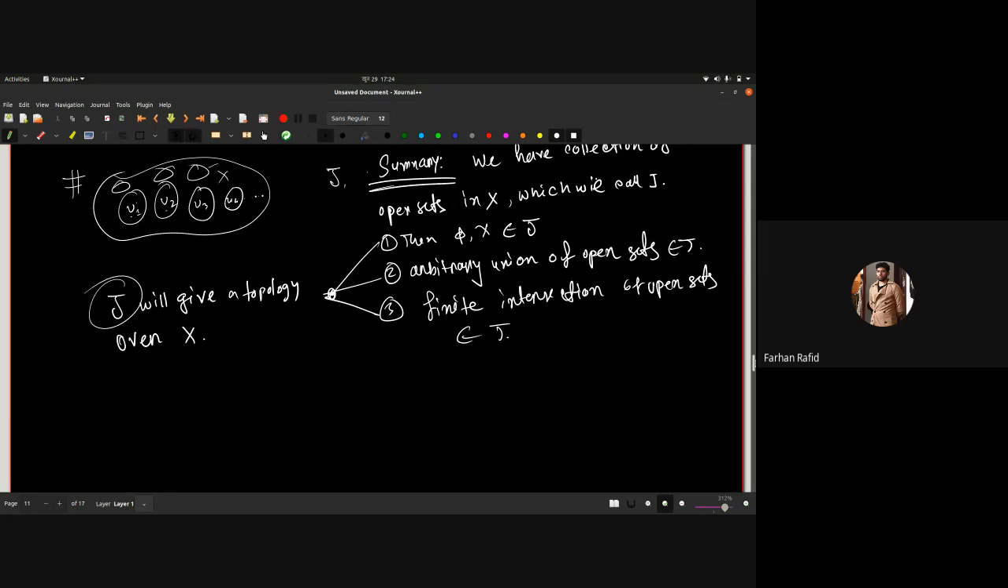So tau is the topological space of X. Is that correct? Yeah. Tau is the topology. X and tau together are the topological space. People often say tau gives a topology over X, and formally you have to say this collection is some topology. Tau is a collection of open sets, and those open sets give a topology over X. Okay?